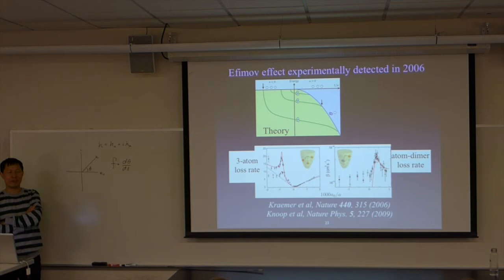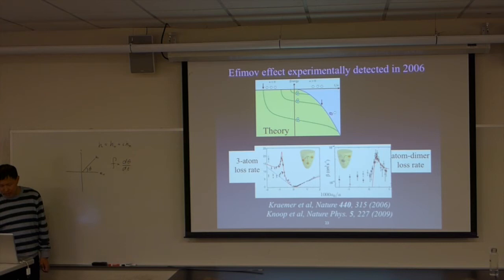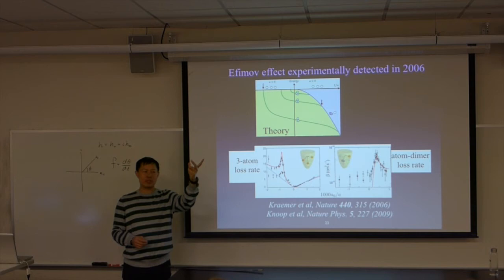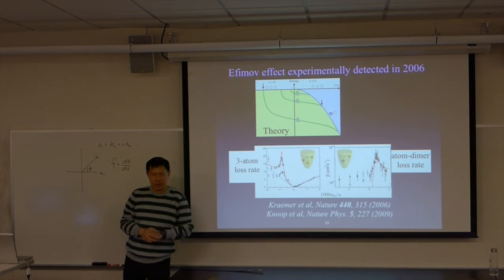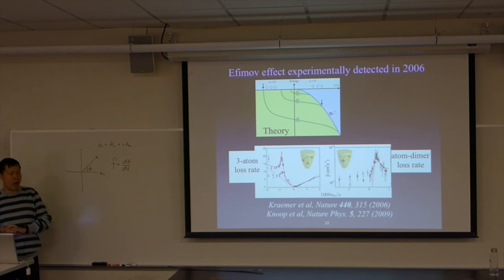So this effect was experimentally detected in a very indirect way. It's via the so-called three-atom loss rate. This kind of three-body bound state will dramatically increase the rate at which any three atoms in the vapor recombine to form a diatomic molecule and escape the laser trap. And you can measure the rate at which the atoms escape from the trap as a function of the magnetic field, and you can discover certain features that are consistent with the Efimov effect. It's a kind of indirect.